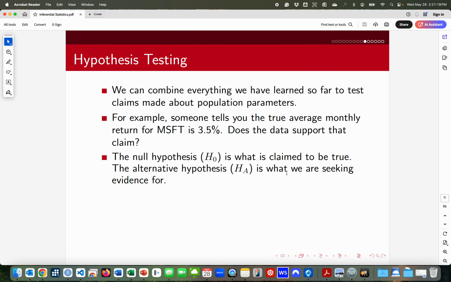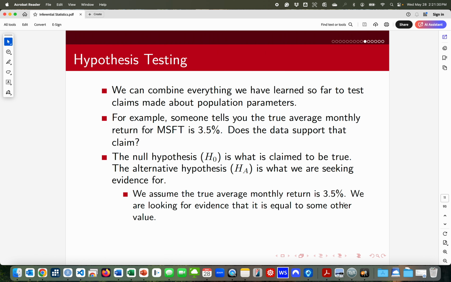Later on, we'll see the null could also be greater than or equal to. In that case, the alternative would be less than, because less than is the opposite of greater than or equal to. Okay? So we're going to assume that this claim is correct, and then we look for evidence that it's equal to some other value.